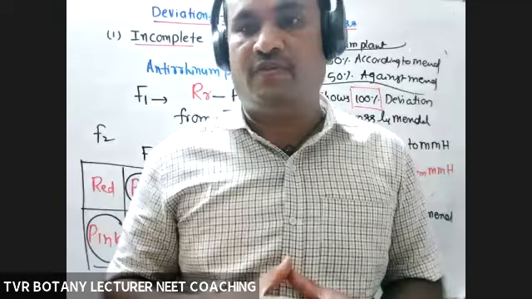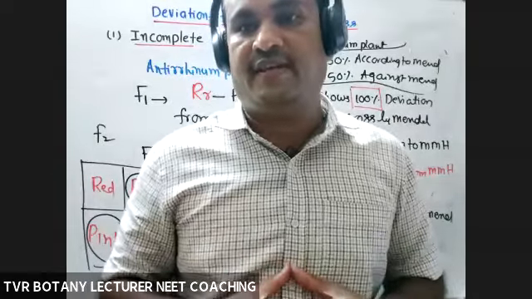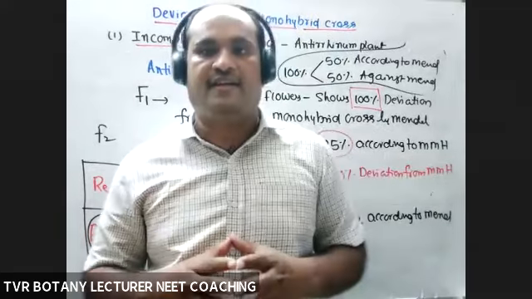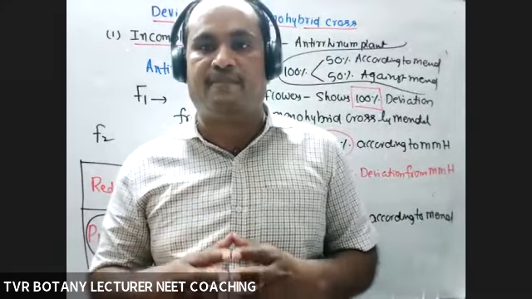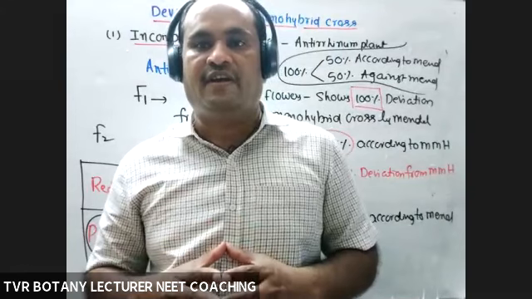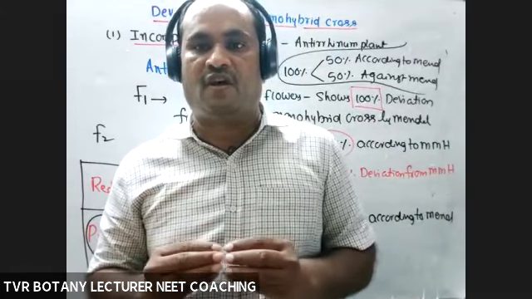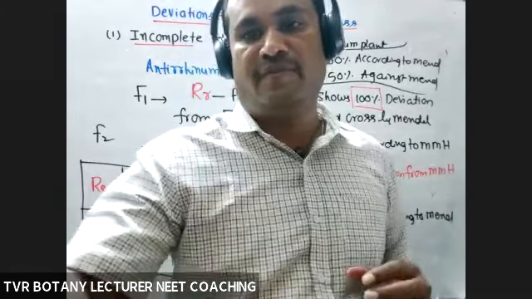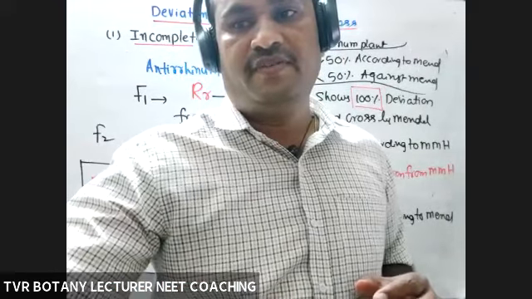So this is enough for today, and tomorrow we'll discuss a second example, that is incomplete dominance in the case of Pisum sativum with a capital B crossed with a small b. We'll see that one tomorrow.